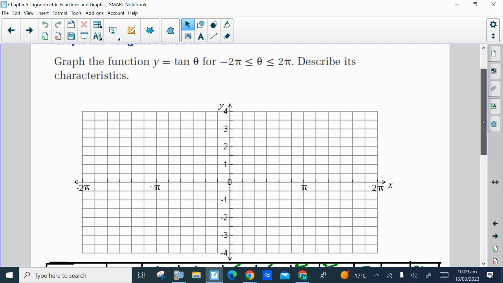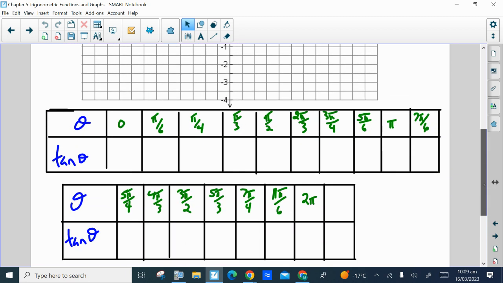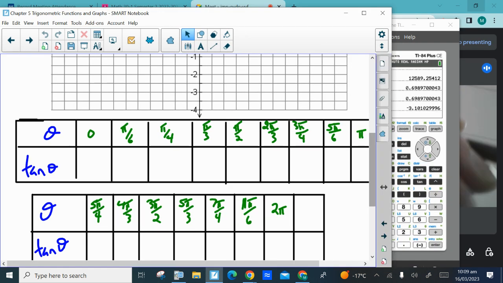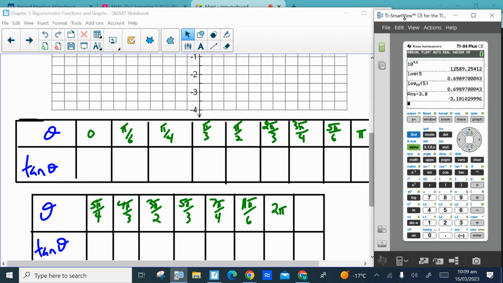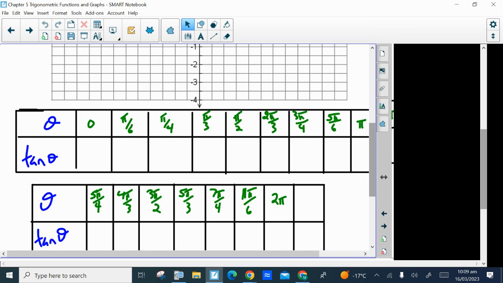We want to graph tan theta between negative 2 pi and positive 2 pi. We'll talk about its characteristics. And so we'll do this by setting up a table of values here. And then we can use our calculator. In this case, all of these angles are in radians, so we need to be in radian mode to do this.